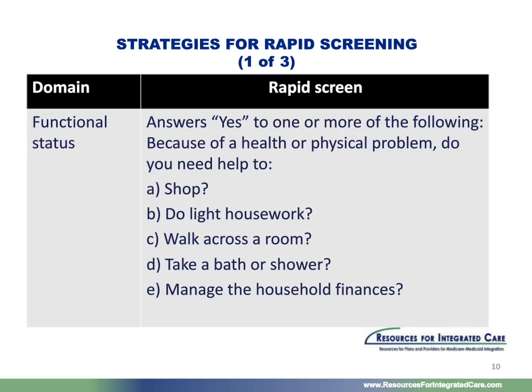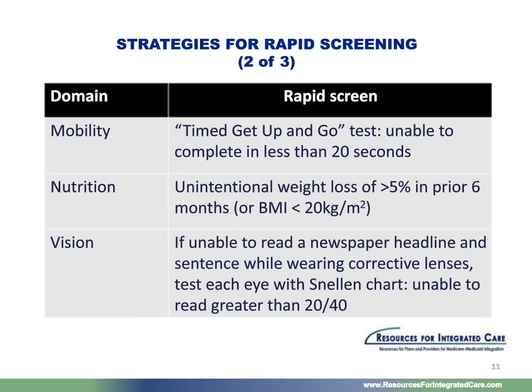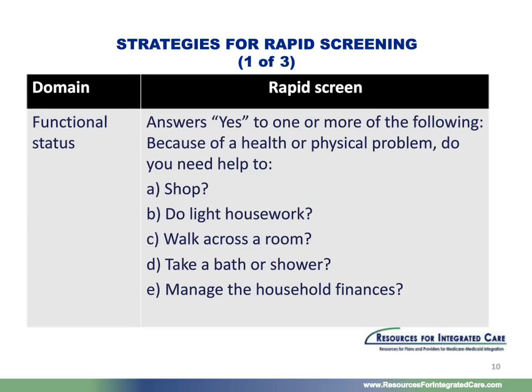So functional status, there are 5 questions here, and a yes response for any of the 5 would trigger a more complete assessment. We'd be interested in asking our patient whether, because of a health or physical problem, they need help to first shop, 2nd, to do light housework, 3, to walk across a room, 4, to take a bath or shower, and 5, to manage the household finances. So a single yes response to any of these 5 items should trigger a more complete assessment.